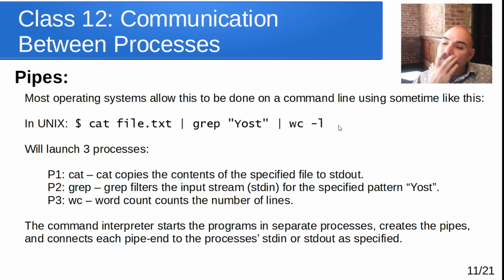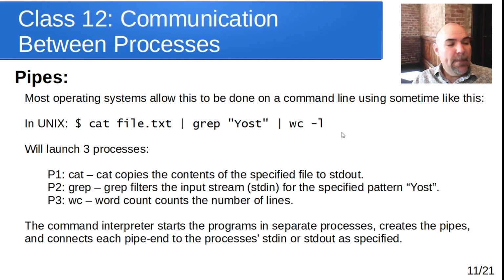But this is a really cool feature that Unix had implemented many years ago, back in the early 70s, that allows you to have complicated results come from just running multiple processes and having this simple communication between them. So this, for example, would count the number of lines that Yost appears on in file.txt. So if I were to take the class schedule for next semester, or this semester, and call it file.txt and run this command line, it would give me the number of classes I'm teaching and the number of times my name is associated with a class.